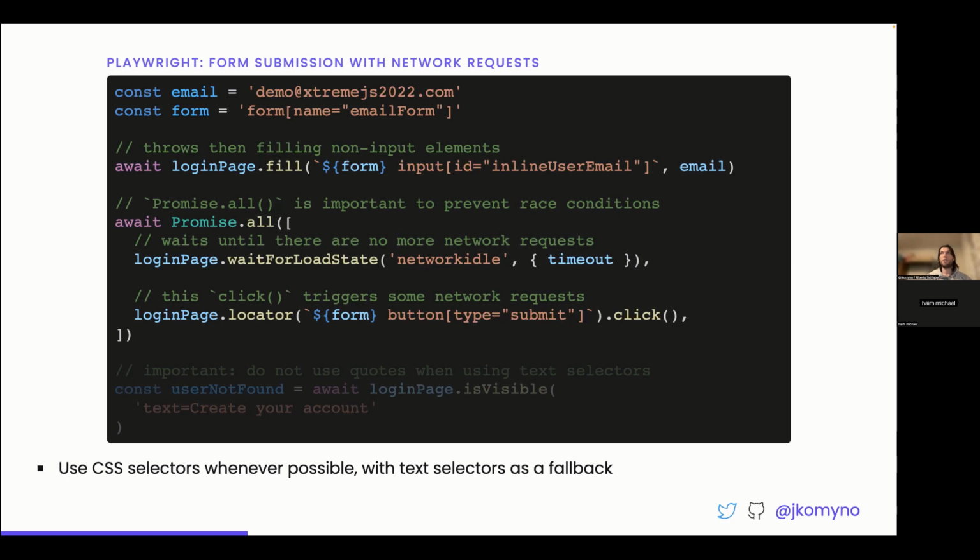So we might have race conditions, and Playwright's documentation says that it's important to use Promise.all in these cases. So we are both waiting for no more network requests to happen, and we click on the submit button. And as you see, I'm using the standard CSS selectors for locating the button. And then we can also do something like checking whether a certain text selector is present in the page. I'm using the isVisible method in this case. And it's important when you use text selectors, which shouldn't be your first choice, to not use quotes.